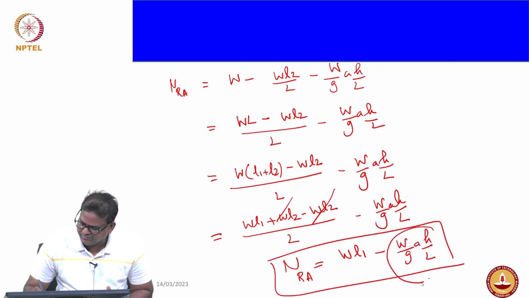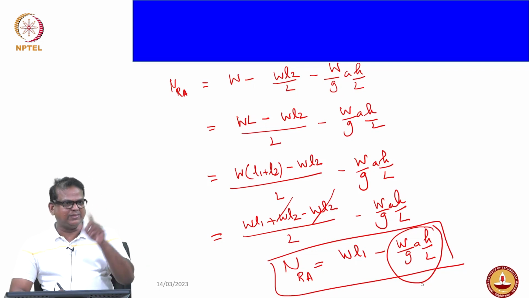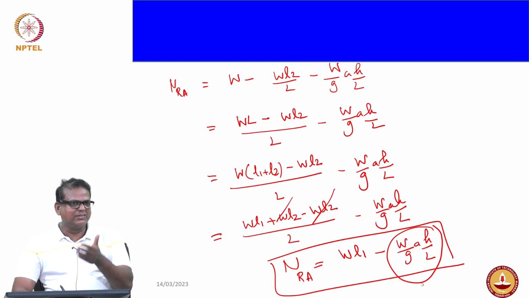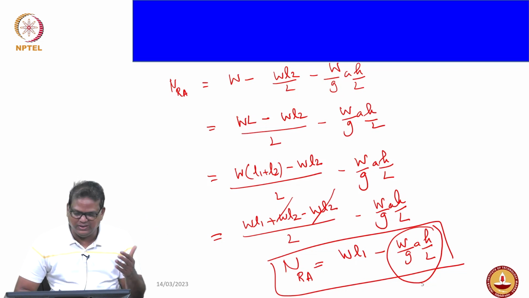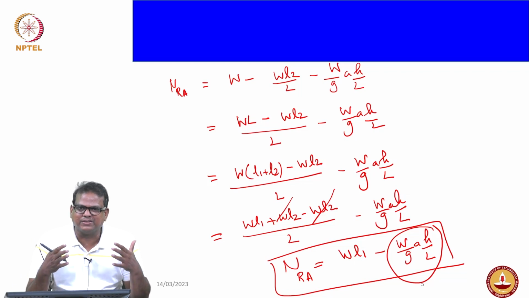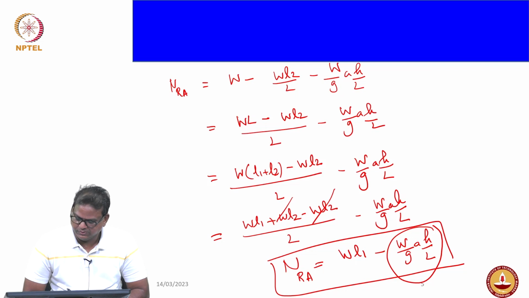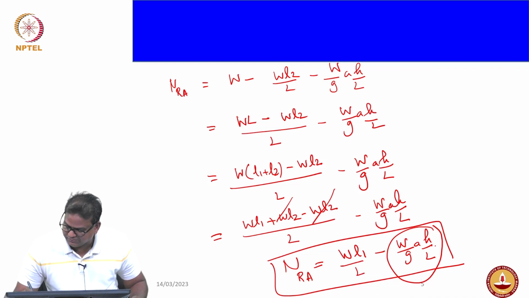So what is this term called now? The same weight that is added at the front axle is subtracted from the rear axle, right? This weight is removed. So that's what you see when the brake is applied. I'm sorry, it is WL1 by L. Thank you. So this much weight is removed.